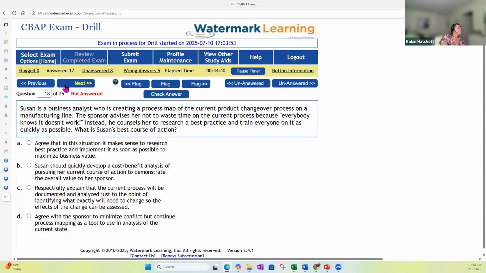Susan is a business analyst who is creating a process map of the current product changeover process in a manufacturing line. The sponsor advises her not to waste time on the current process because everybody knows it doesn't work. Instead, he counsels her to research the best practice and train everyone on it as quickly as possible. What is Susan's best course of action? So she's documenting current state, and he's saying cut it out.